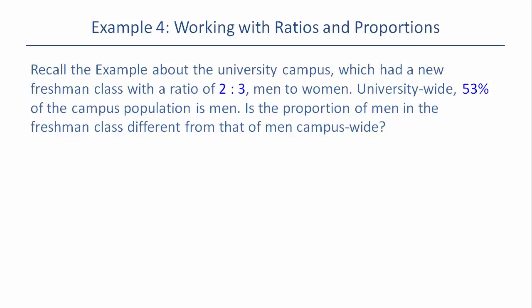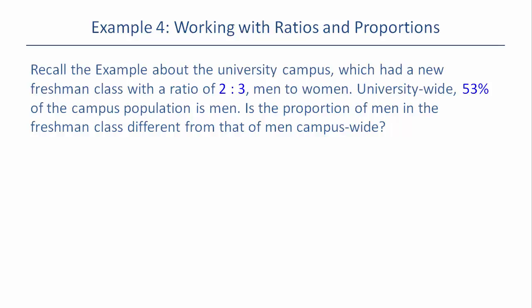How about an example where we work with both ratios and percentages? And the only reason why we want to be able to convert back and forth between these things is so that we can compare apples to apples and oranges to oranges. Because if they tell you, for instance, if you remember one of our previous examples, that some university had a new incoming freshman class with a ratio of 2 to 3 men to women, and then they tell you university-wide, so for that same university, 53% of the entire campus population is men, the question might be, is the proportion of men in the freshman class different from that of the men campus-wide?